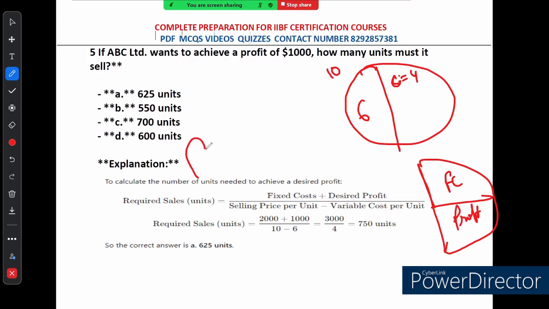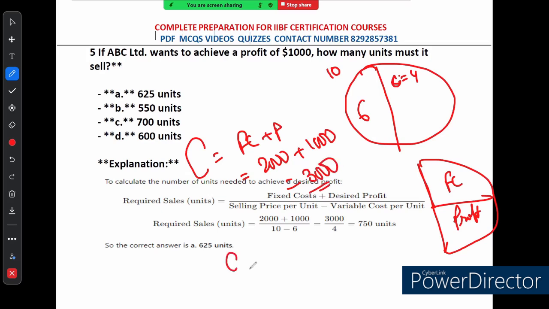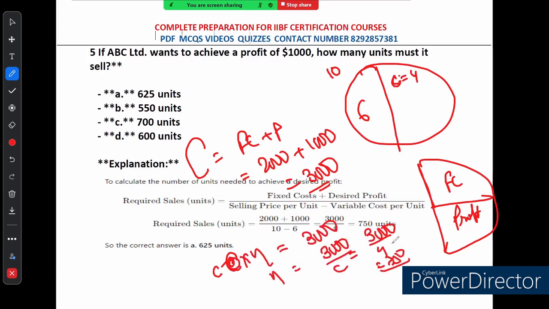What is fixed cost? $2,000. What is profit? $1,000, which makes it 3,000. Your contribution margin is 3,000, and contribution margin is represented by contribution margin per unit multiplied by number of units, which is small c. It is a small c, right? So c times n equals 3,000. So n is equal to how much? 3,000 divided by small c. And what is small c? The small c is 4. So it is nothing but 750. Is it clear now? So this way you have to solve such type of problem. You need not remember any formula, right?